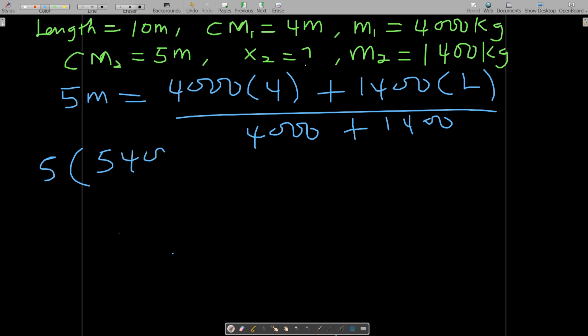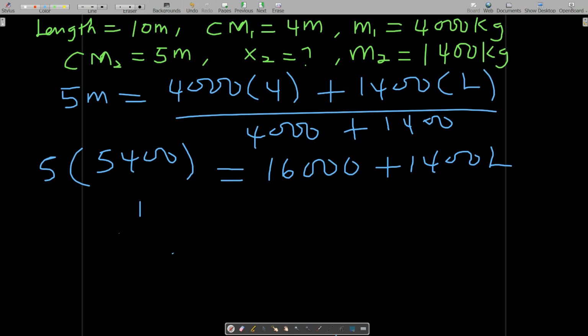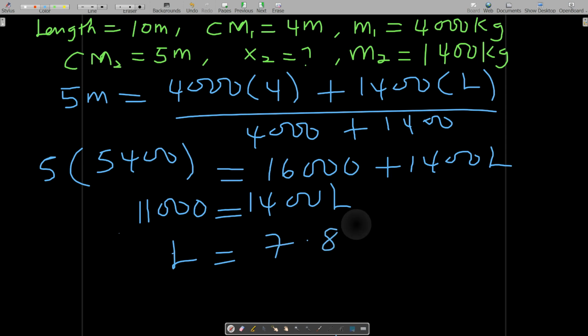Then it's equal to 4,000 times 4, that is 16,000, plus 1,400 L. So now 5 times 5,400 minus 16,000 is 11,000, which equals 1,400 L. Now L is equal to 11,000 divided by 1,400, and the answer is 7.86 to 2 decimal places, meters. So let's go back to the question.